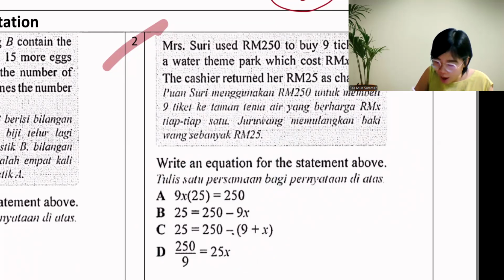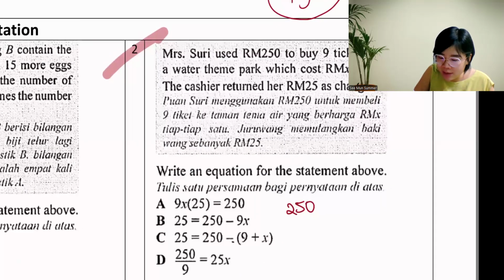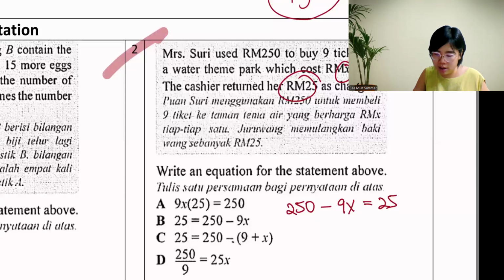He used 250 to buy 9 tickets, okay? And then 1 ticket is X ringgit. Isn't it 250 minus 9X? Correct? When you buy, you spend something, right? And then how about 25? 25 is the end result. You get back 25. So I think it is exactly this, which is number B. So is it common sense for you all?